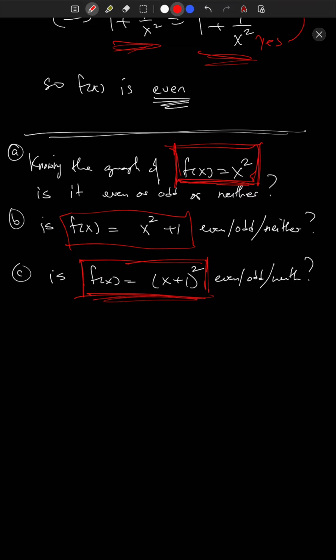Okay. And after you've thought about these, it's a good idea to try to figure it out algebraically, as we've done above as well, just so that you're comfortable with both aspects, the graphical and the algebraic aspects of odd and even.